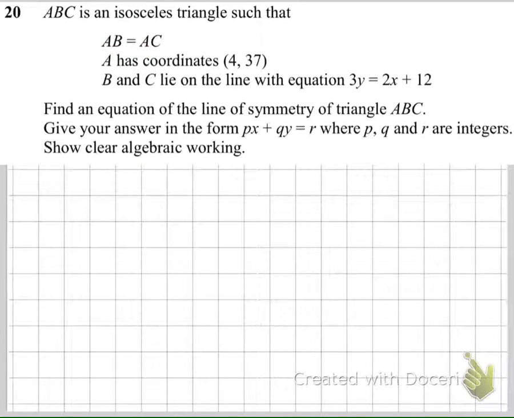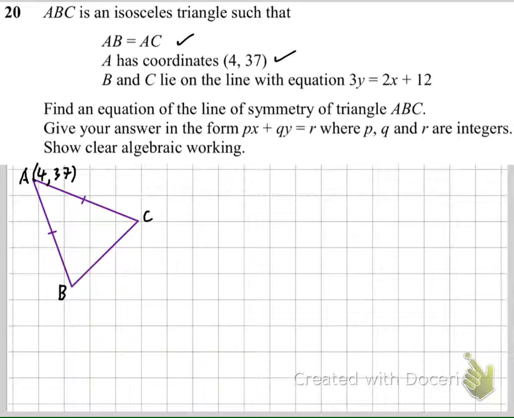So A must be the point at the sort of top of the isosceles triangle. So I'm going to kick off by drawing an isosceles triangle with A at the top and B and C at the base. And I'm going to tick that off to say I've used that piece of information. Now I don't need to look at it again because it's on the diagram. Now A has coordinates (4, 37), so put that on the diagram, tick it off.